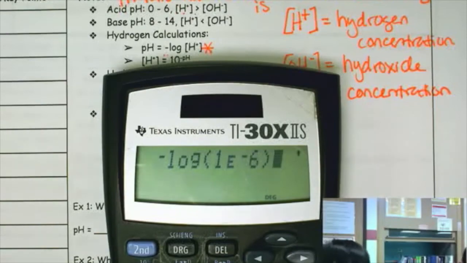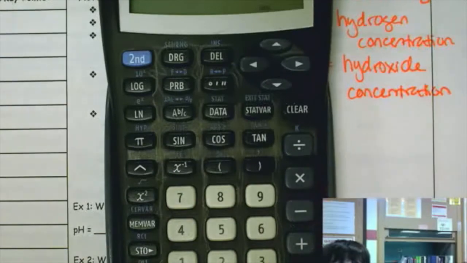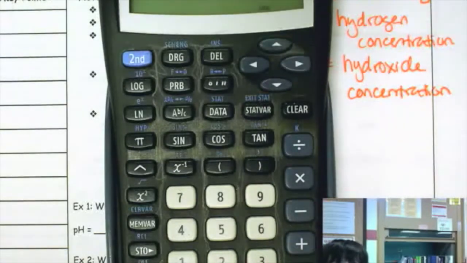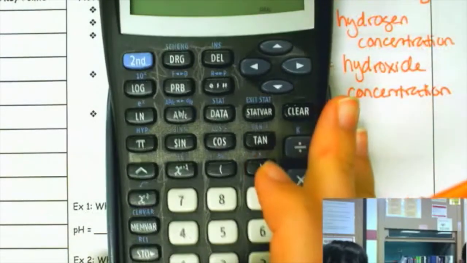You want to use the negative symbol that's down here. Okay, that one right there. That's the one you want to use. That means negative. It doesn't mean minus. If you put in minus, then everything's going to get messed up.